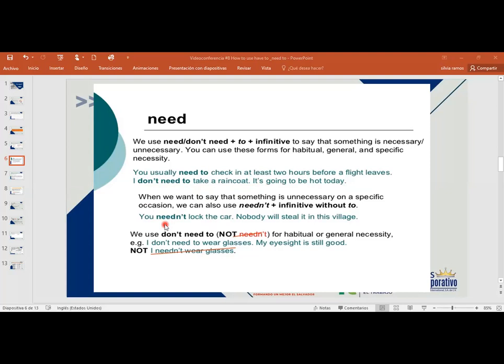Entonces utilicemos el auxiliar, right? And then, right, we cannot say, for example, I don't need to wear glasses. I needn't wear glasses. That is incorrect. I needn't to wear glasses, right? I needn't wear glasses. For habitual or general necessities, we don't use don't need to, right? Solamente para cosas que son específicas.